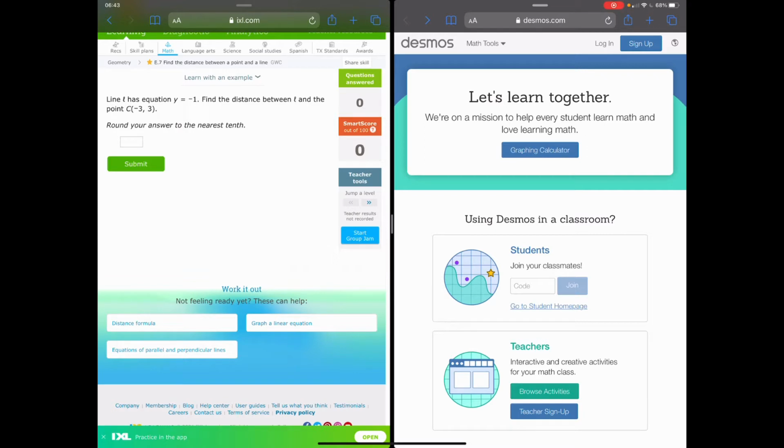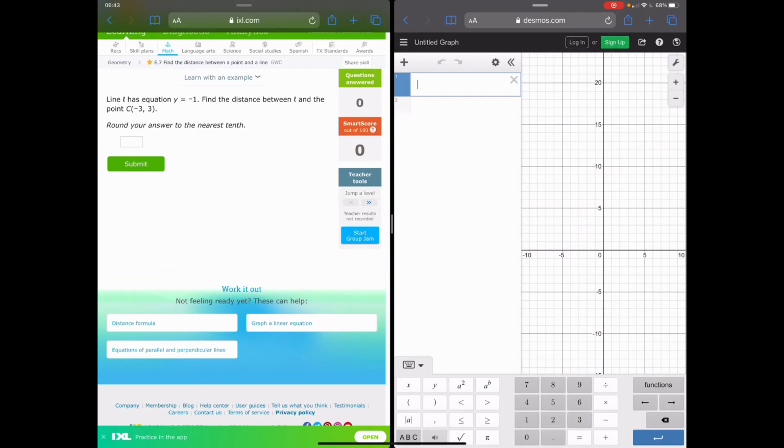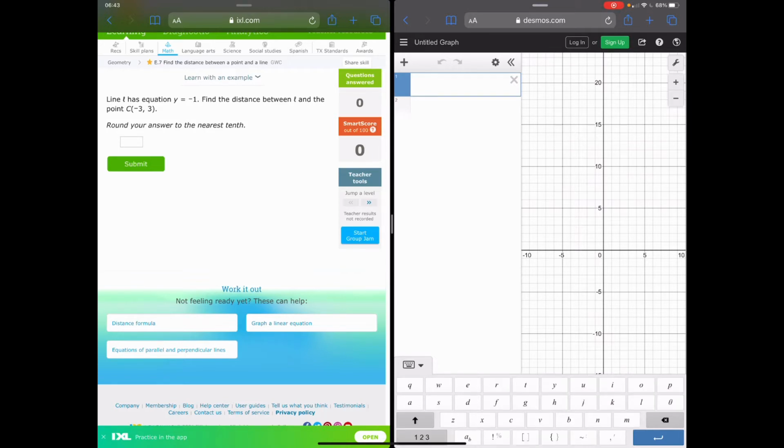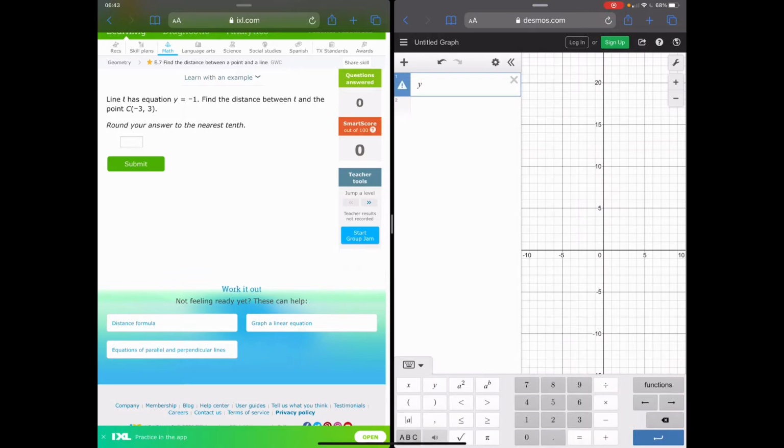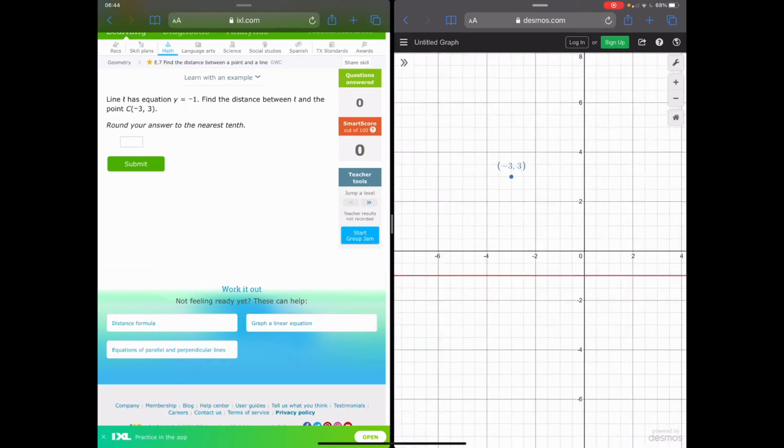What you're going to do is go to desmos.com for this one and select graphing calculator, and then we're just going to enter in our point and our equation. So I go y equals -1, and then it creates that red line. Next I'm going to enter my point. I use parentheses, -3, 3, close my parentheses. I want to go ahead and label that. Now that we have all that information there, let's expand this.